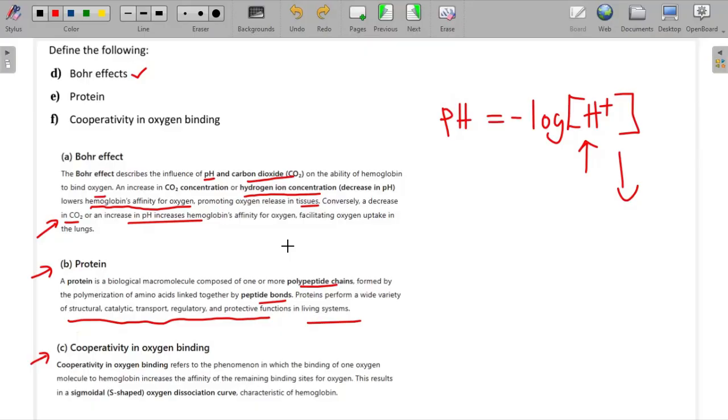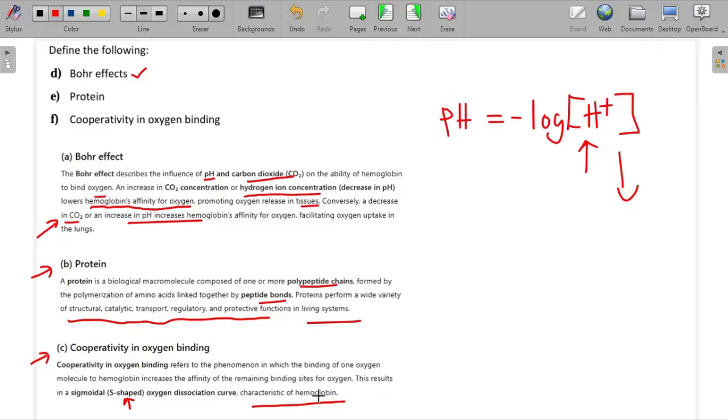Once one binds, even the other ones want to go bind. Why? Because the hemoglobin increases the affinity for them. So this results in a sigmoid, or what we call an S-shaped oxygen dissociation curve.